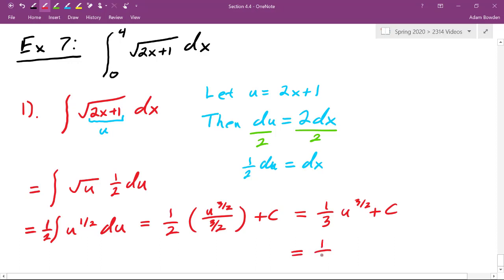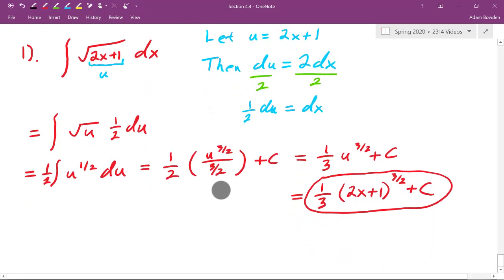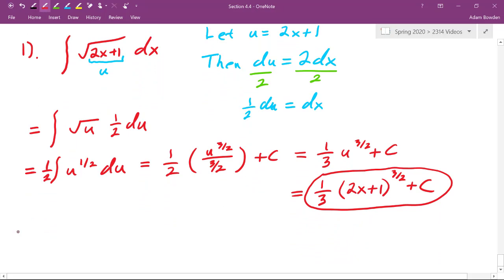And plugging back in for u would give us 2x plus 1, here raised to the 3/2 power, plus a constant c. So that's the indefinite integral, that's the antiderivative for this function. So what we're going to do next then is actually calculate the definite integral from 0 to 4 of the square root of 2x plus 1 dx.